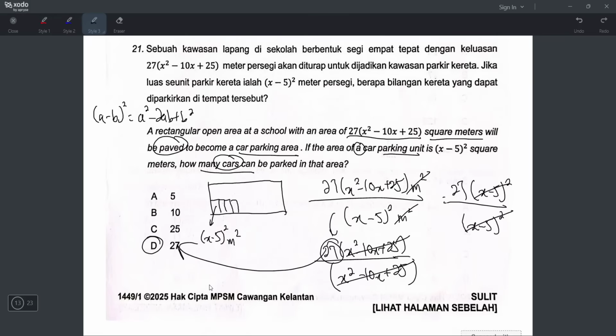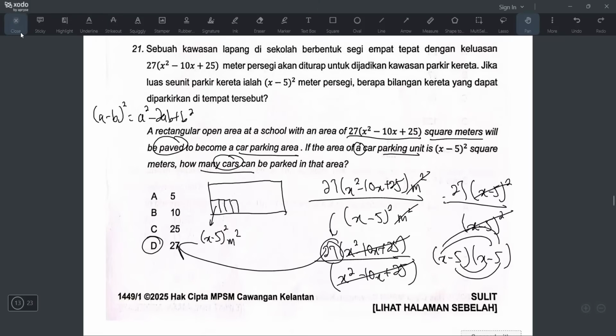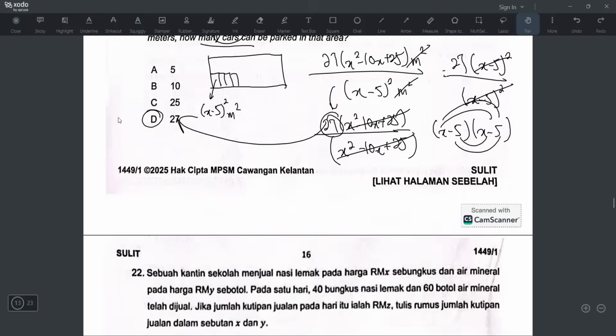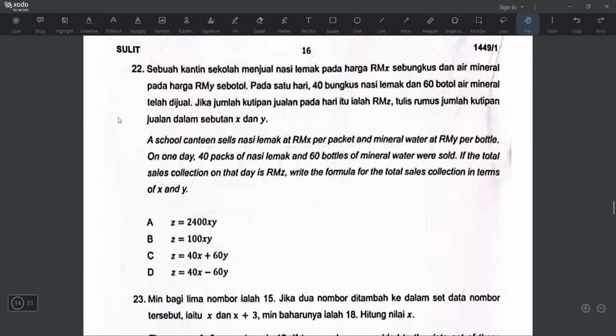Makes sense, right? If you don't want to expand like that, you can expand slowly also. The x minus 5 square means x minus 5 bracket x minus 5, and then you can expand it one by one also. If you do like that, you will get the same thing. Okay, hope you understand. That's all.